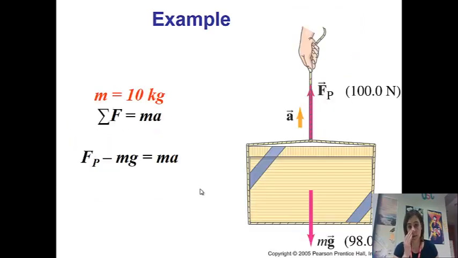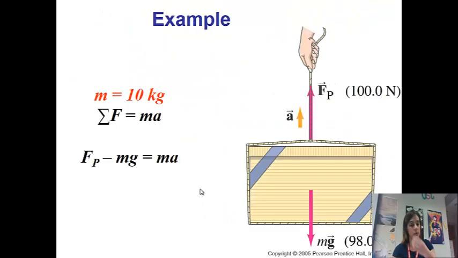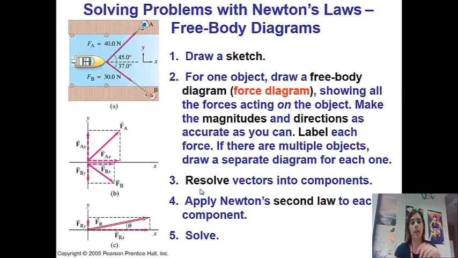Now, this is just a really simple Newton's second law problem. You're pulling up with 100 newtons against a weight that's 98 newtons, so we have a net force. What's the acceleration? Okay? And so here you can just plug in, and you know your net force is 2 newtons, and your mass is 10 kilograms. So to find the acceleration, 2 newtons divided by 10 kilograms, and so 0.2 meters per second squared is going to be your acceleration.